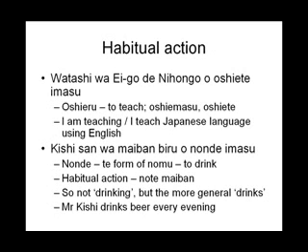The other useful application for the te form is in describing habitual action. The first example is Watashi wa eigo de nihongo wo oshiete imasu. Oshieru means to teach. Oshiemasu is the masu form. Oshiete is the te form. This is a group 2 verb. This can mean I am teaching Japanese language using English.